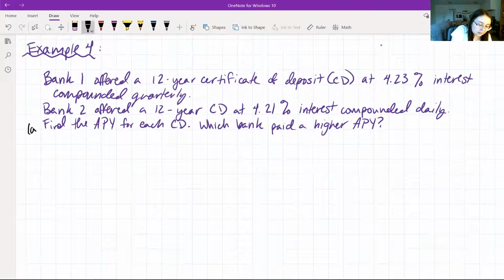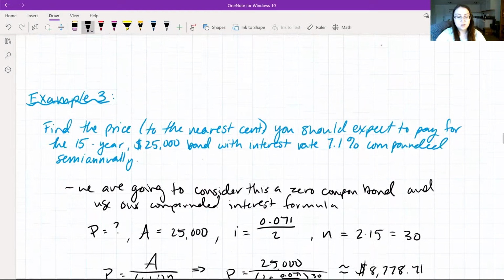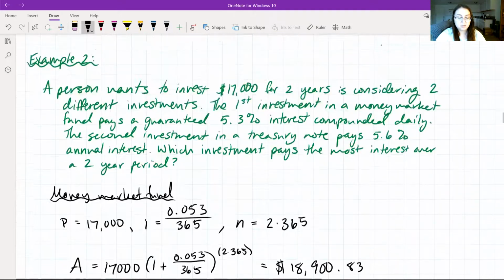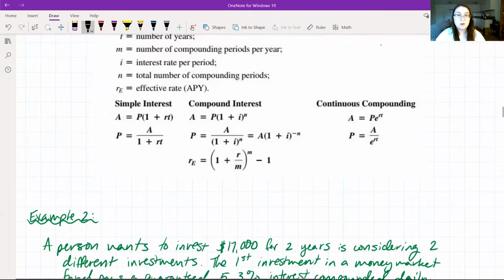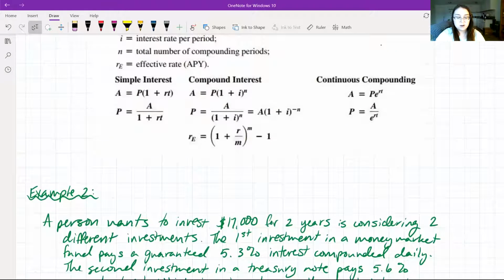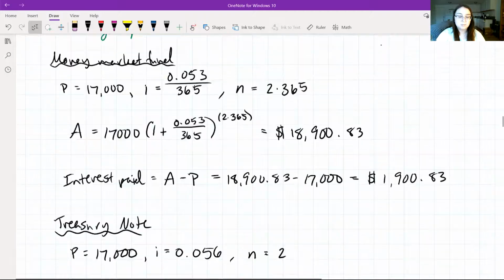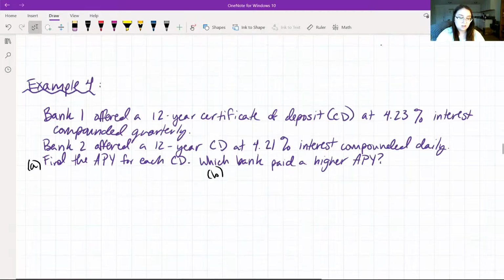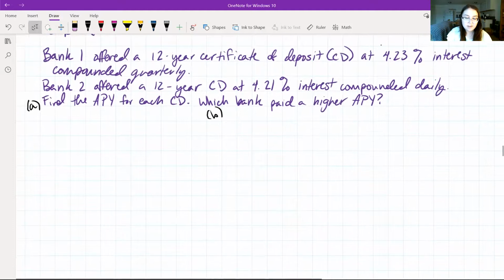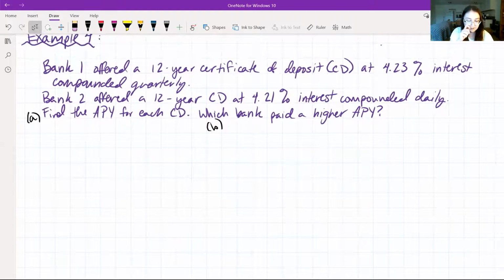So we can label this A and B. We're trying to find APY, and remember our equation for our APY, or effective rate, was this: R sub E is equal to (1 plus R divided by M) to the power of M, minus 1. So if we just want to find the APY for each CD, first things first, we just want to find the APY for each one of our equations.